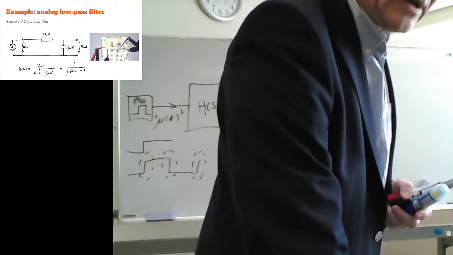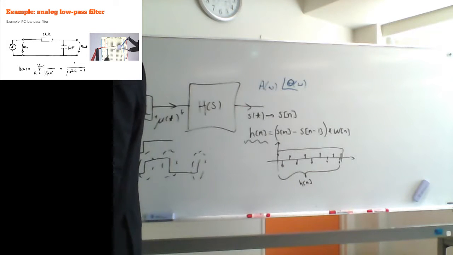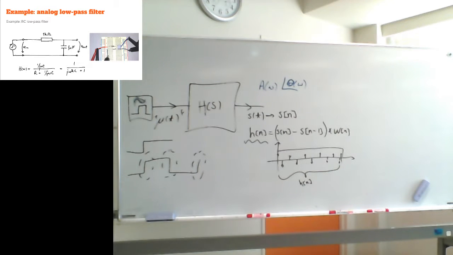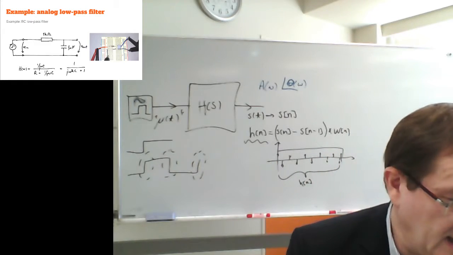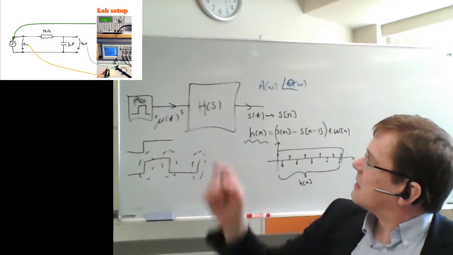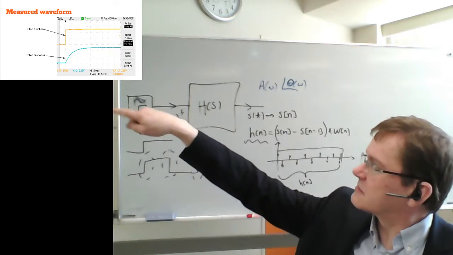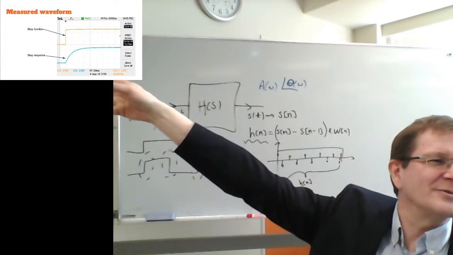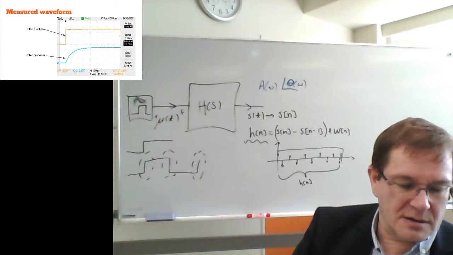Okay, I have some example here. An analog low pass filter, just a 1 microfarad capacitor and a 1 kilo ohm resistor. I'm running the square wave here, and that's what the frequency response of that system is supposed to be. Okay, lab setup: function generator and oscilloscope. Then I measured the waveform. Well, the step function is not quite a step function, as you see, so that gives you some error already in this method. But the step response is the blue graph.